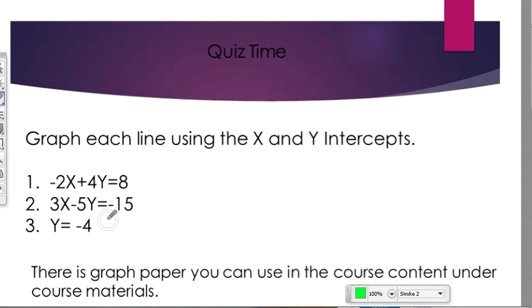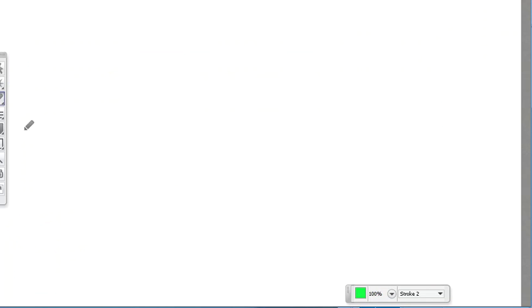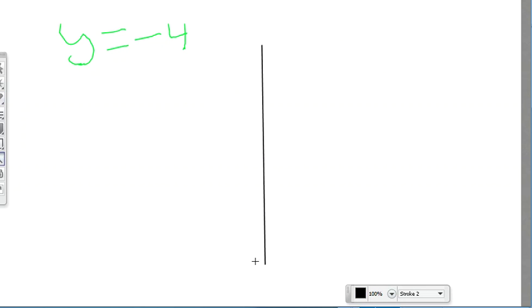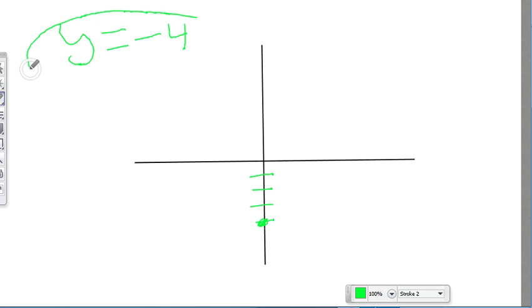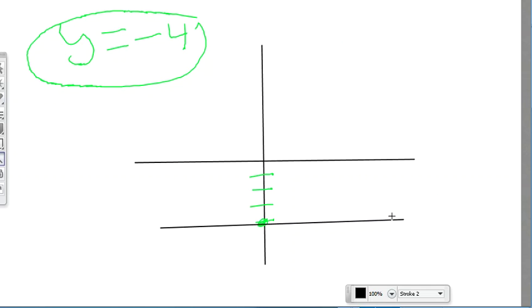Okay, and then the last one most of you got correct, y equals negative 4. Remember, whenever you have a y equals equation, it's only going to cross through the y-axis. So if this is my y-axis, this is my x-axis, y equals negative 4. 1, 2, 3, 4 would be right here, but then we have to graph the line y equals negative 4. So that would be a line going through negative 4 on the y-axis.